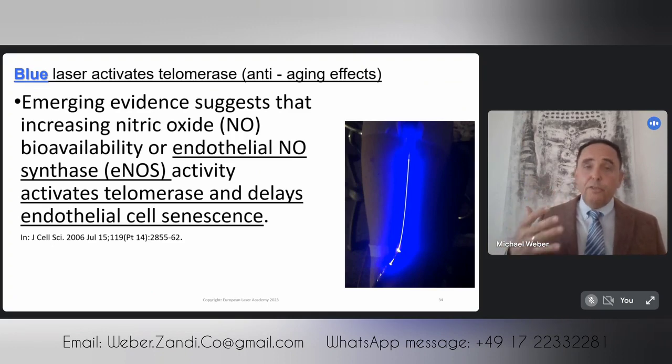Fantastic is the effect of the blue light irradiation. Well, blue light has to go IV. It doesn't penetrate, so I don't want to use blue light for anti-inflammatory superficial problems.